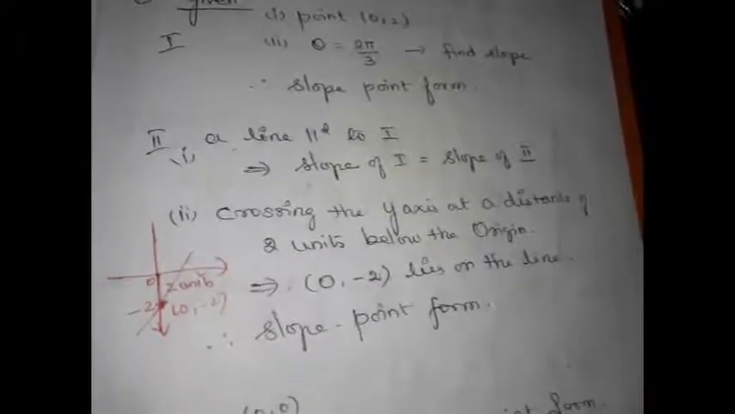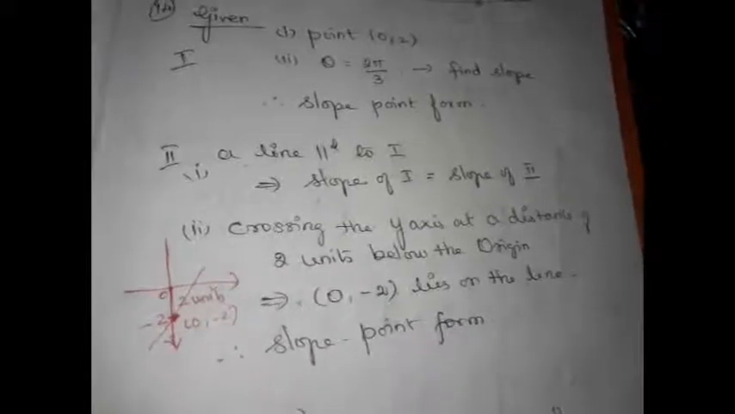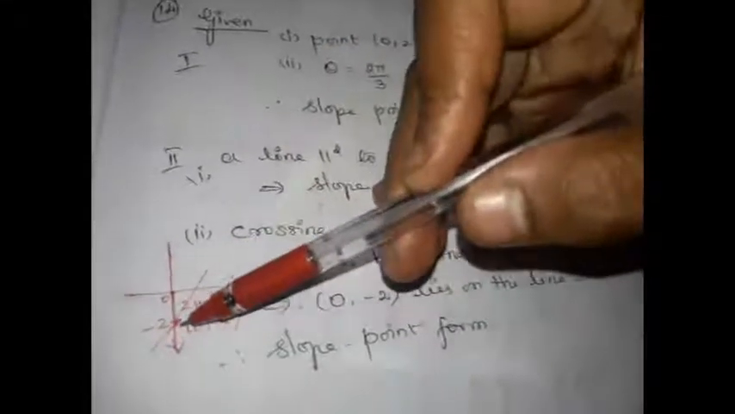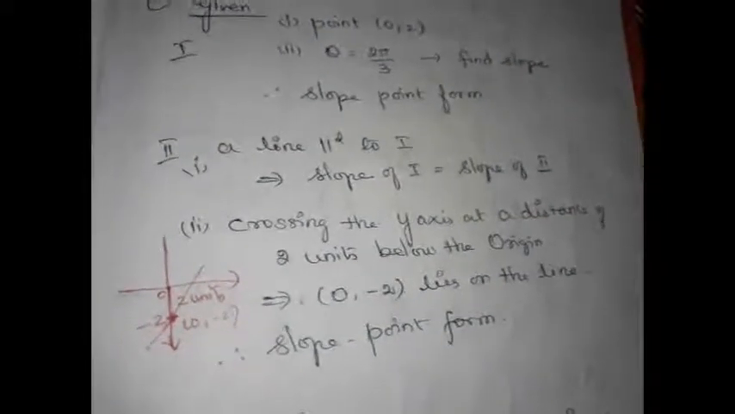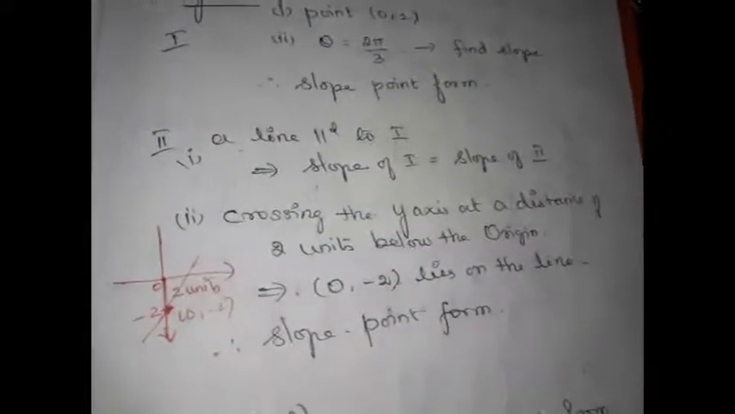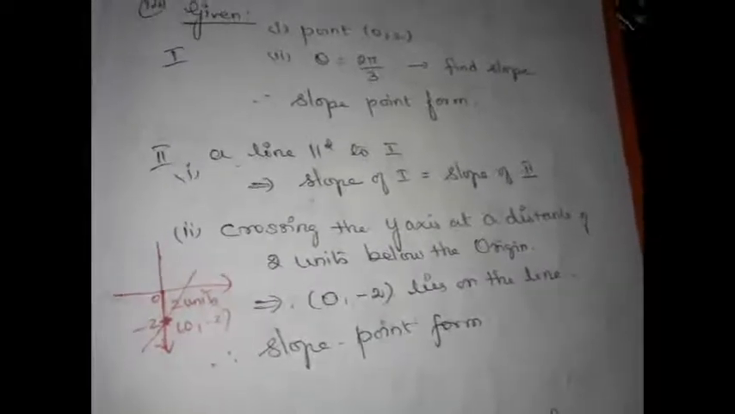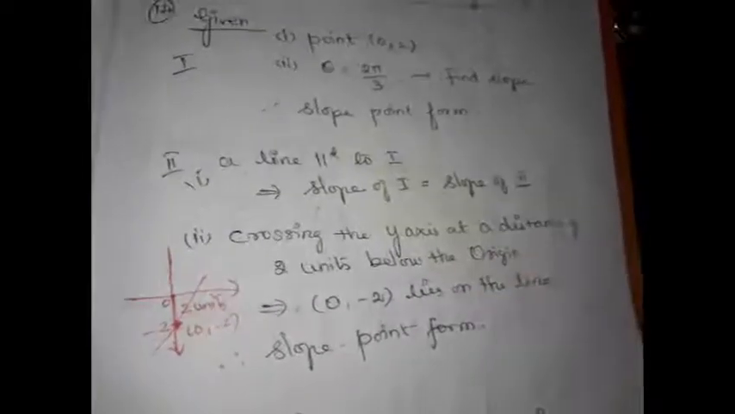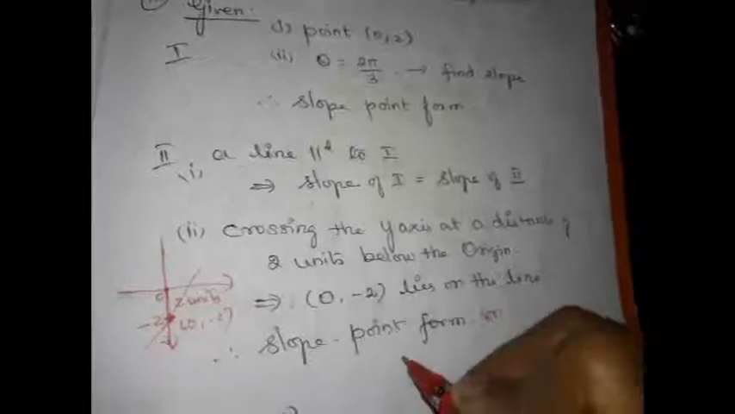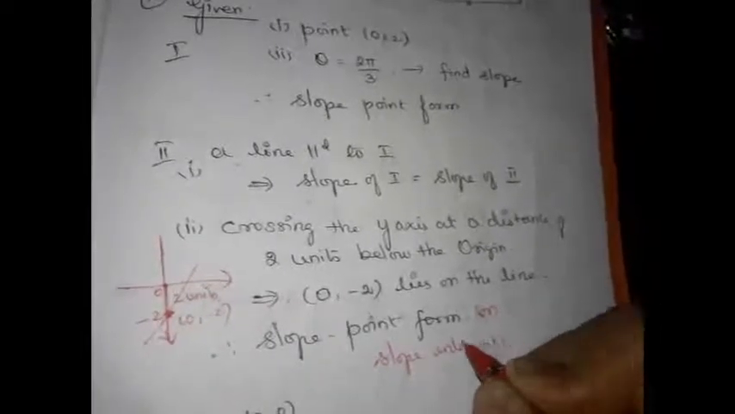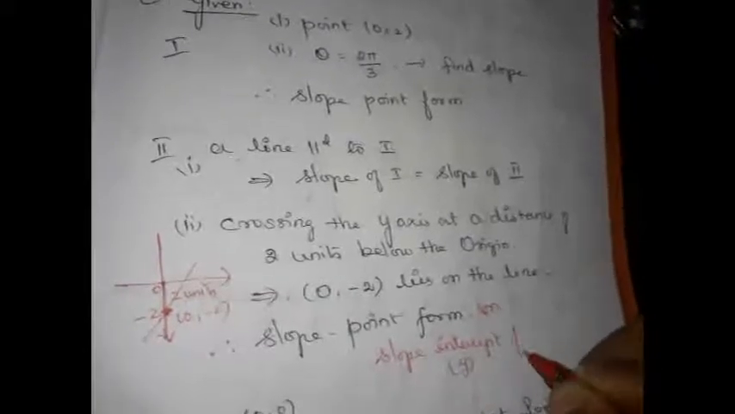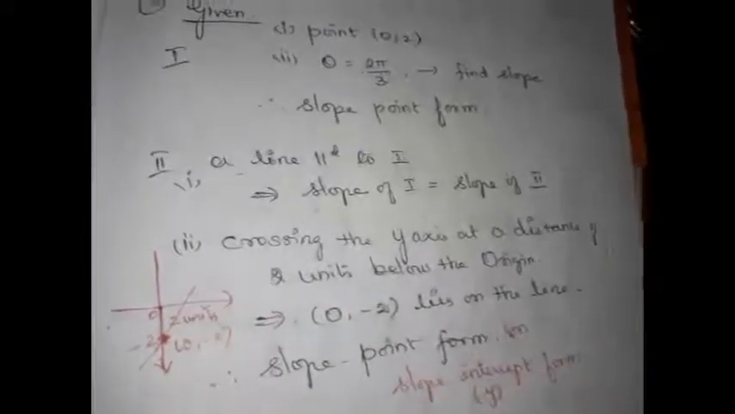Or else you can do this with the slope-intercept form also, because we got a y-intercept and we have a slope. Y is equal to mx plus c. In that way also you can do it. You can use either the slope-point form or the slope-intercept form, where the intercept is the y-intercept. You can go with any one of these forms.